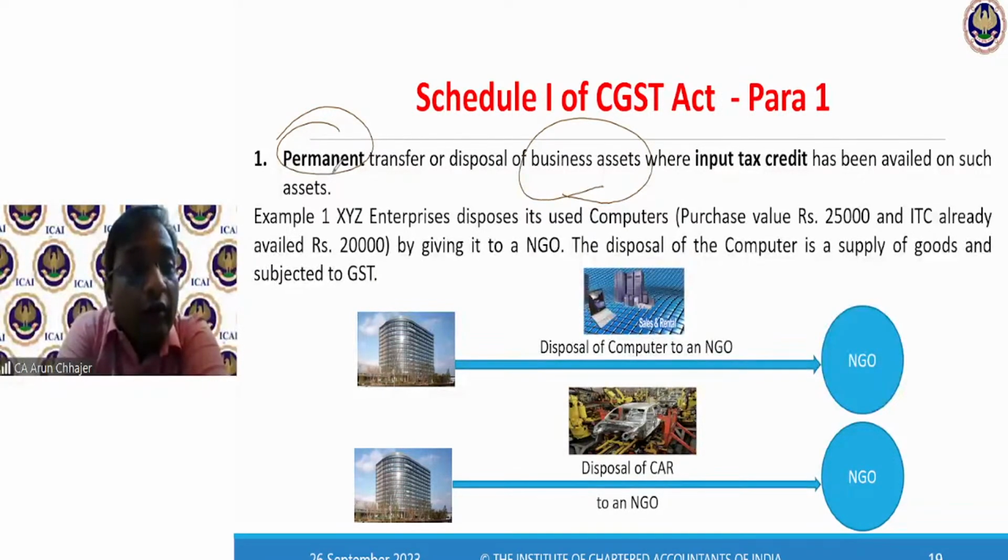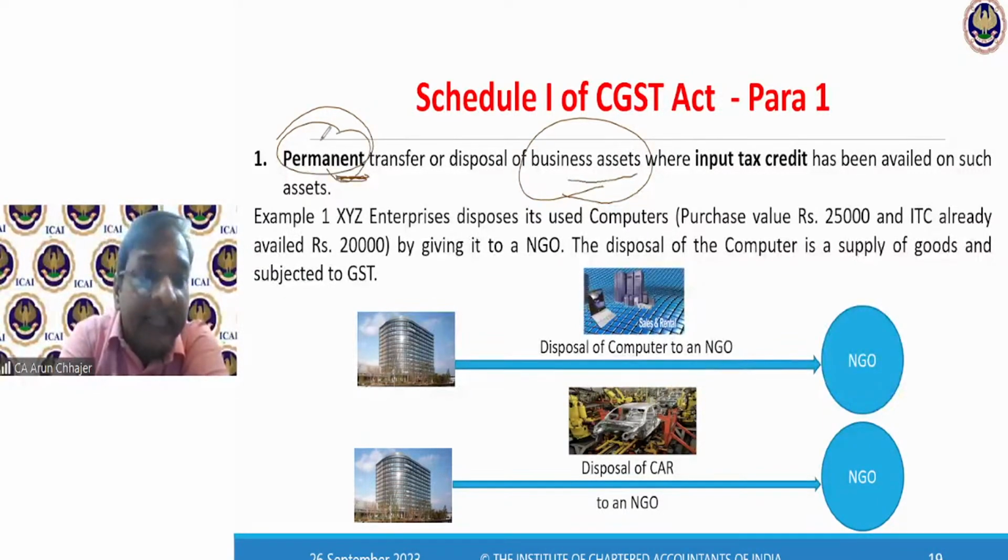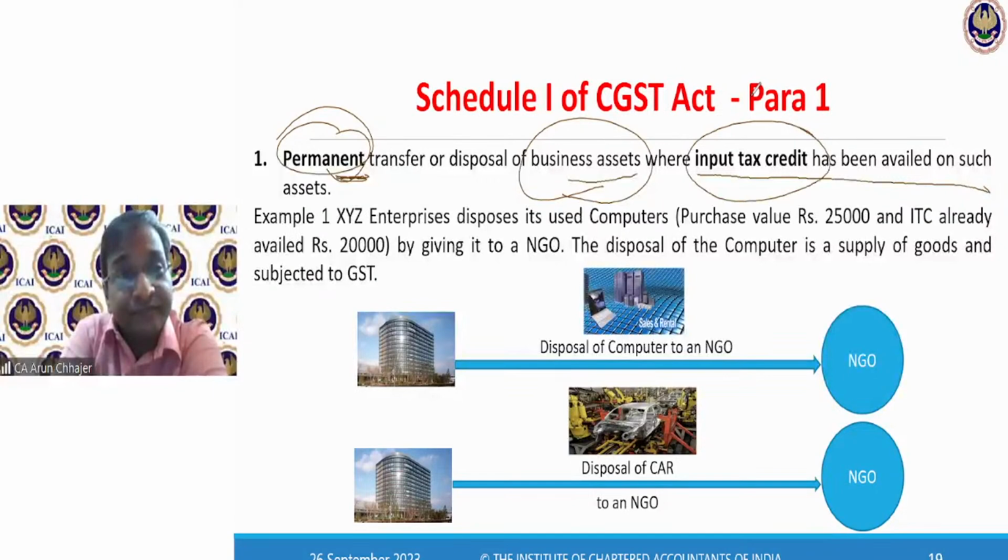If you transfer the business asset permanently where ITC has been availed on that asset, what is the important condition? ITC has been availed on that asset. In that case, even if it is free transaction, it will be treated as supply.